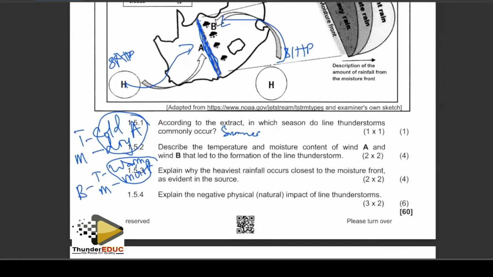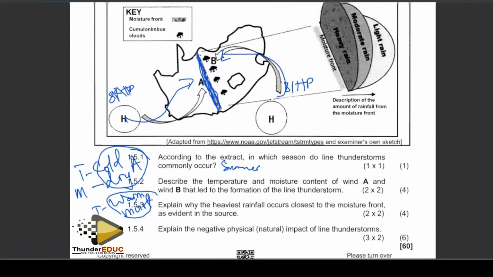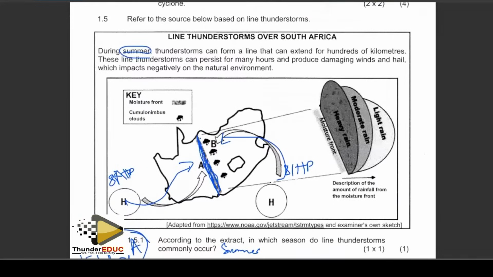Explain why the heaviest rainfall occurs closer to the moisture front, as evident in the source. Right, we can see here, this is the situation that happens at the moisture front. If the moisture front is here, it means immediately to the east of the moisture front, there's heavy rainfall. As we go further, the rain becomes moderate and becomes light as we move further away from the moisture front.